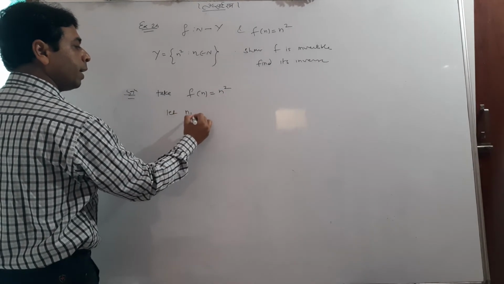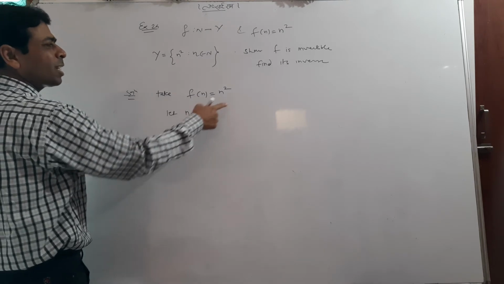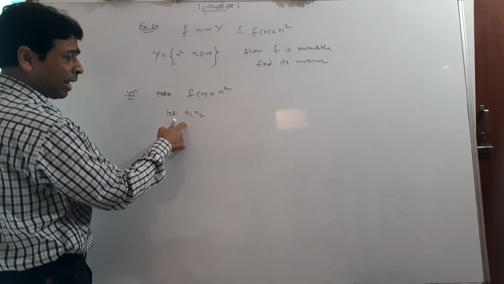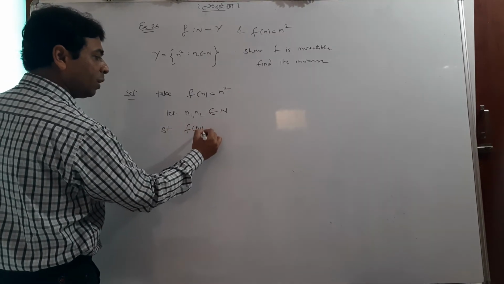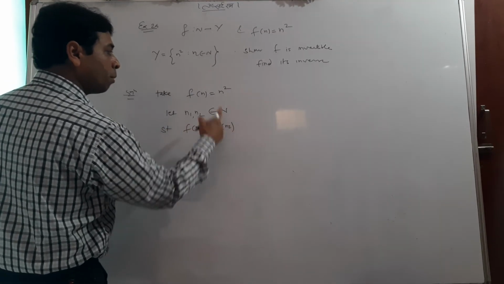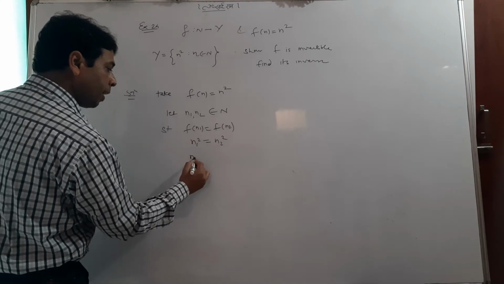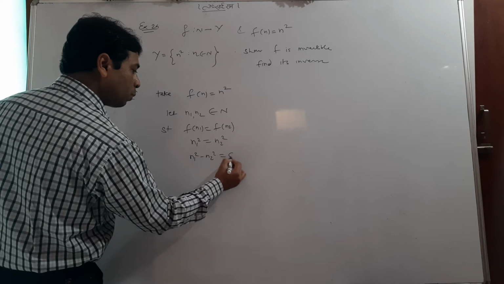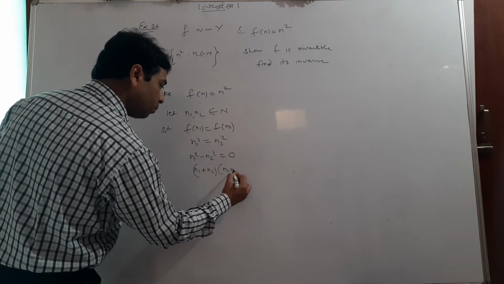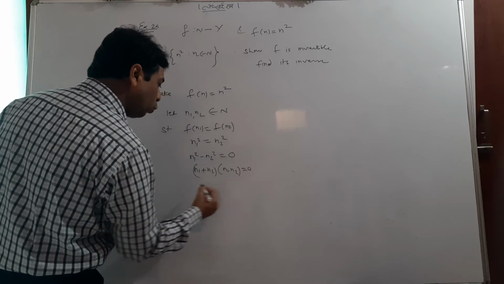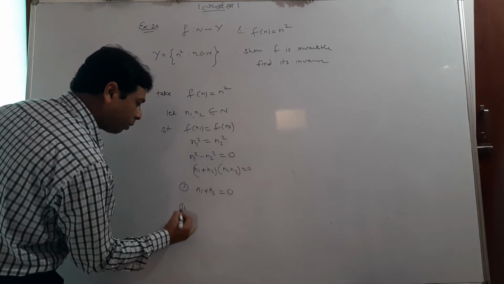Let n1, n2, don't get confused. I used to take x1, x2 till now, but this time the function is given in n, that's why I'm taking n1, n2. Two natural numbers such that f of n1 equal to f of n2, meaning n1 square equal to n2 square, meaning n1 square minus n2 square equals 0, meaning n1 plus n2 and n1 minus n2 is 0. We have two options. First option is this one, and second option is this one.